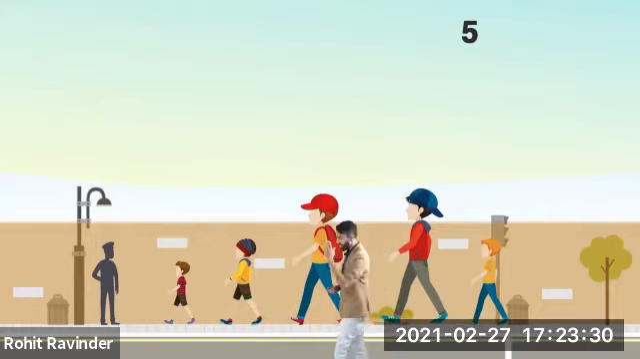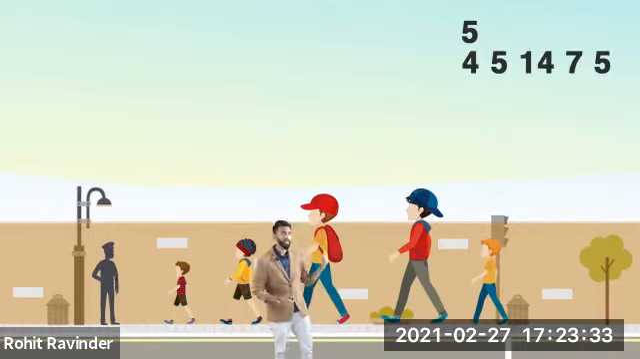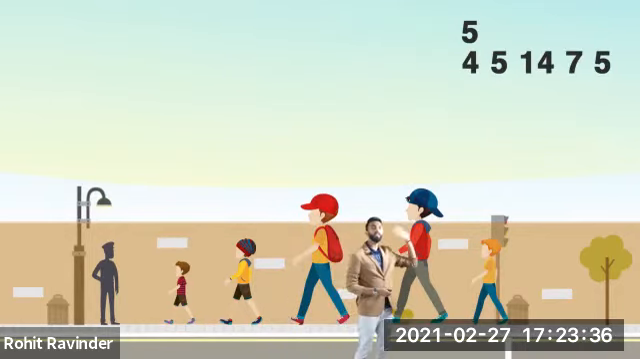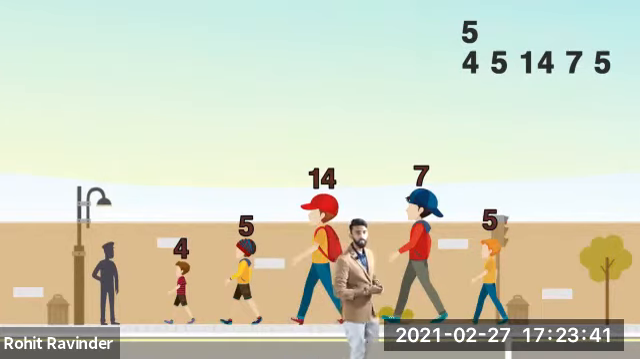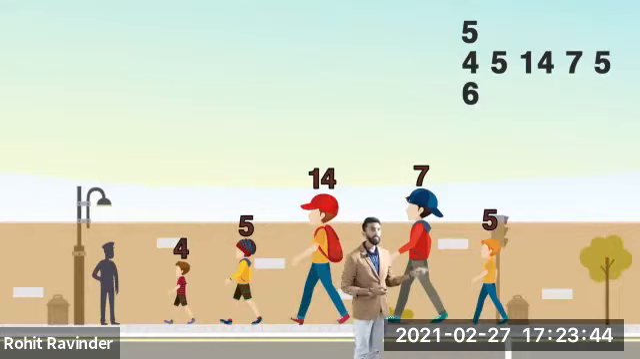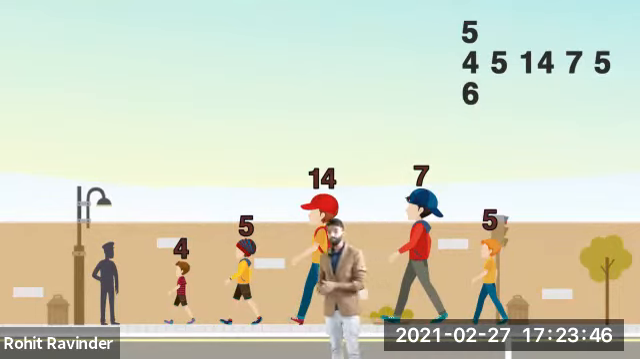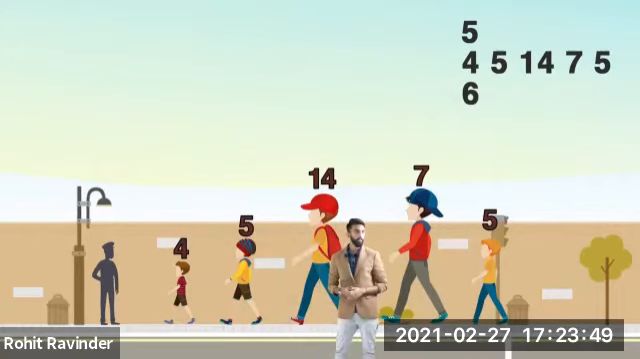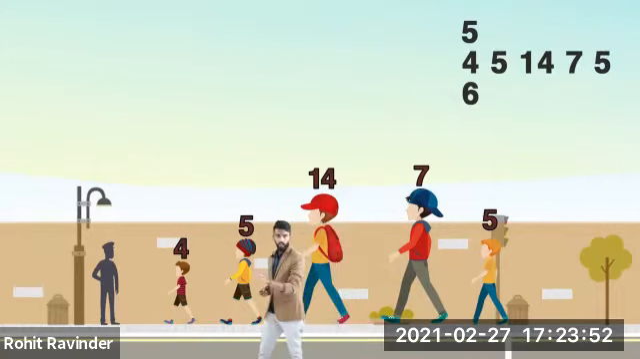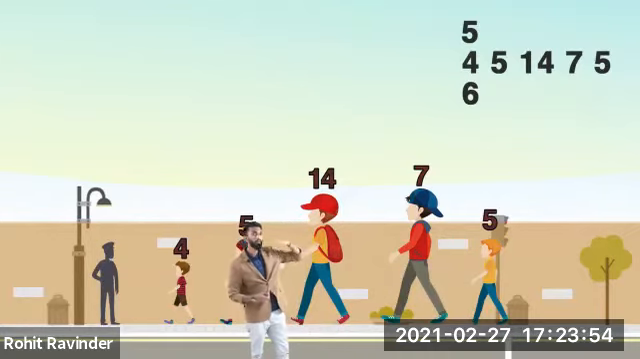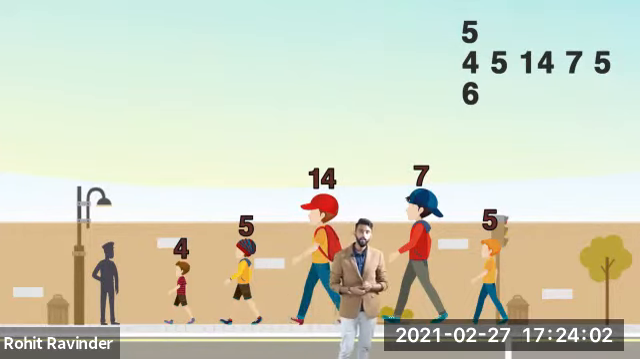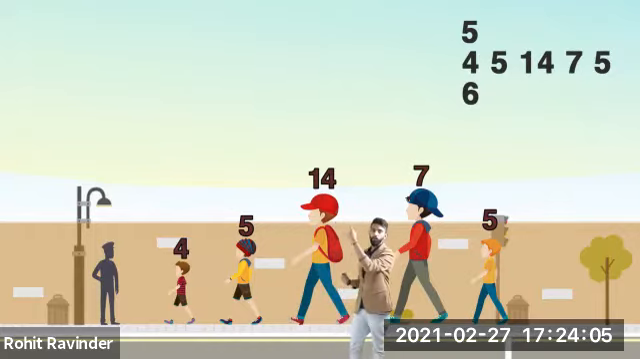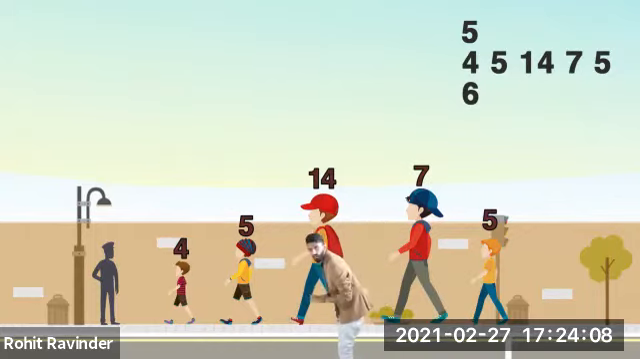Now, the heights of these different people are 4, 5, 14, 7, 5. What is the height of this wall? The height of the wall is 6. So tell me, out of these 5 friends, which are the 2 friends who have to bend and walk? Clearly, they are the people whose height is greater than 6. How many people's height is greater than 6? 14 and 7. Which means they have to bend down and walk.